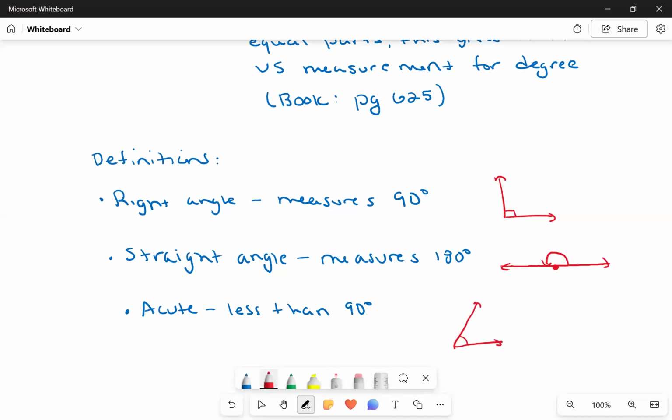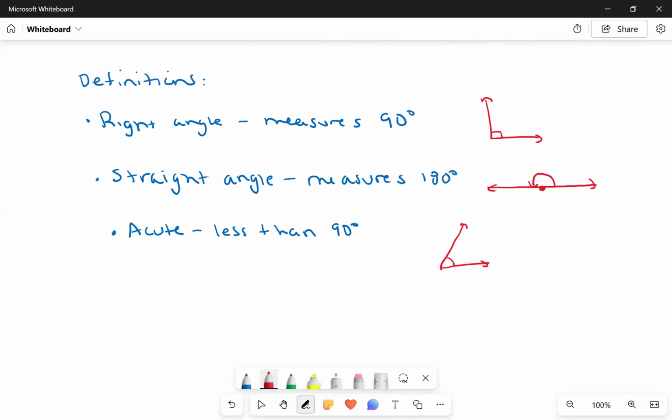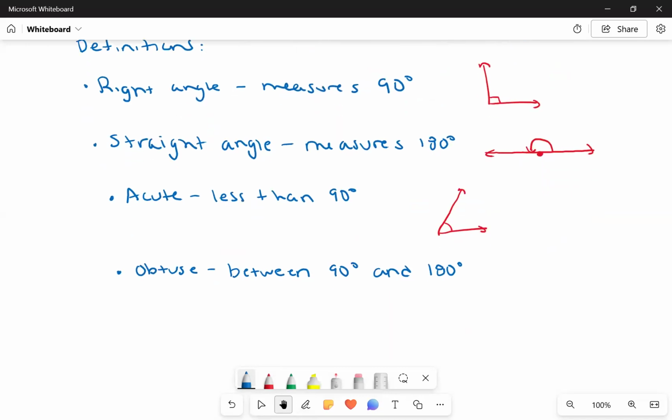So like the angle we drew earlier when we introduced that notation. And then an obtuse angle is between 90 and 180 degrees. So smaller than 180 degrees, but bigger than 90 degrees. We call that obtuse. So here, I'll draw it like this. That would be an obtuse angle.